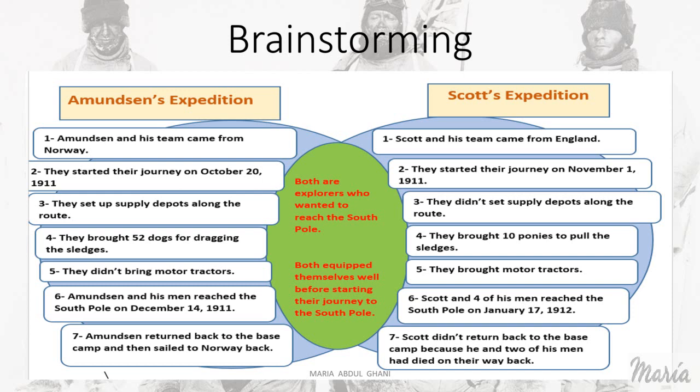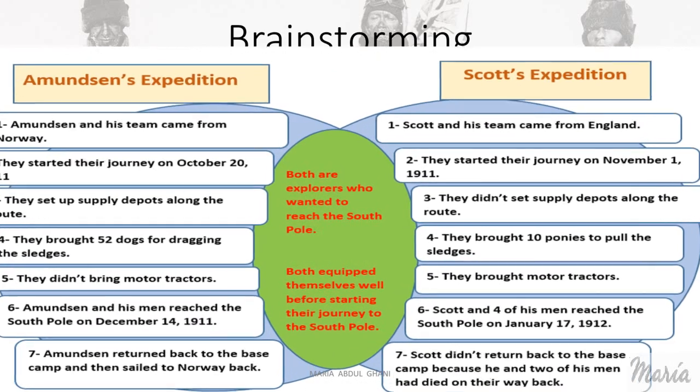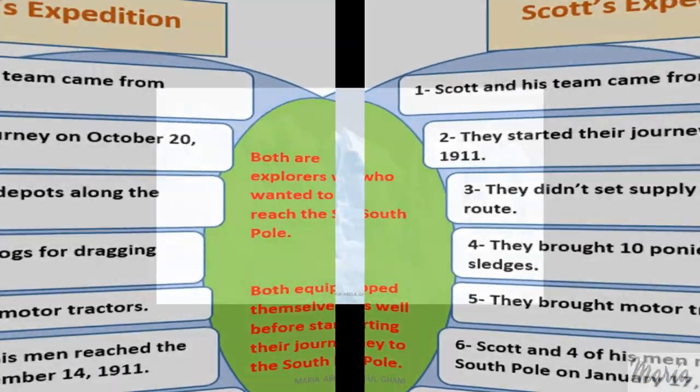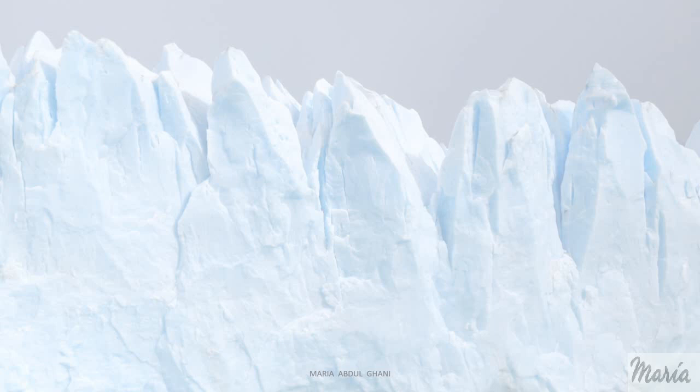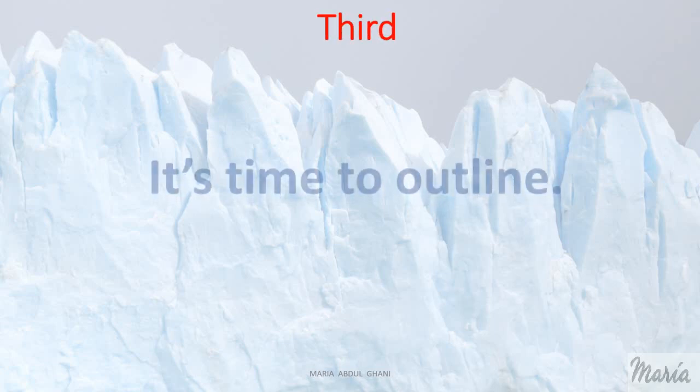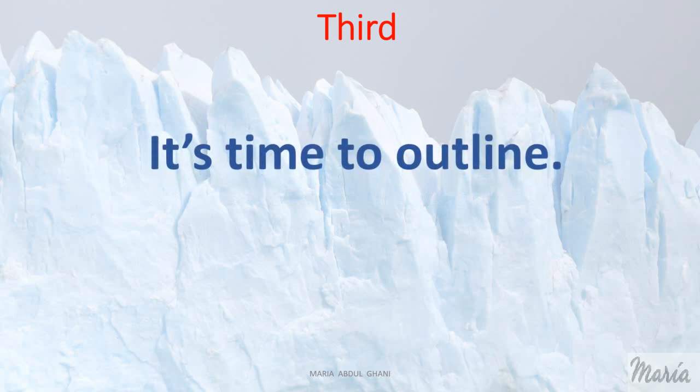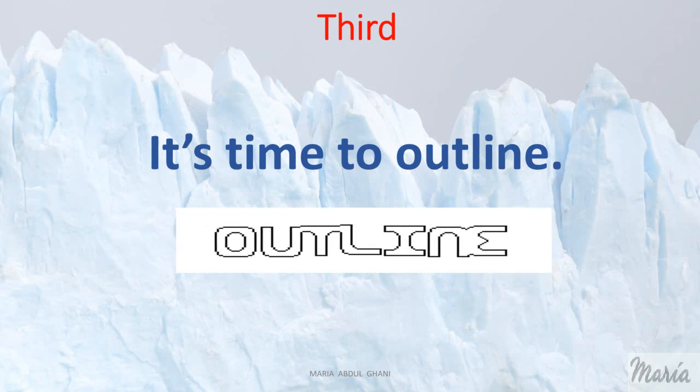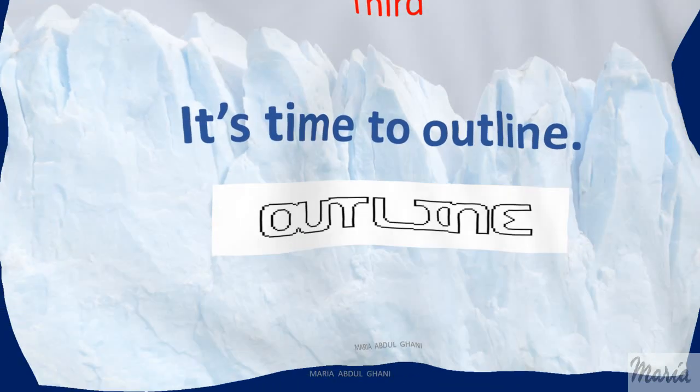7. After reaching the South Pole, Amundsen returned back to his base camp and then sailed back to Norway. On the contrary, Scott didn't return back to the base camp since he died on his way back. Both Amundsen and Scott are explorers who aimed at reaching the South Pole. Both Amundsen and Scott equipped themselves well before starting their expeditions.